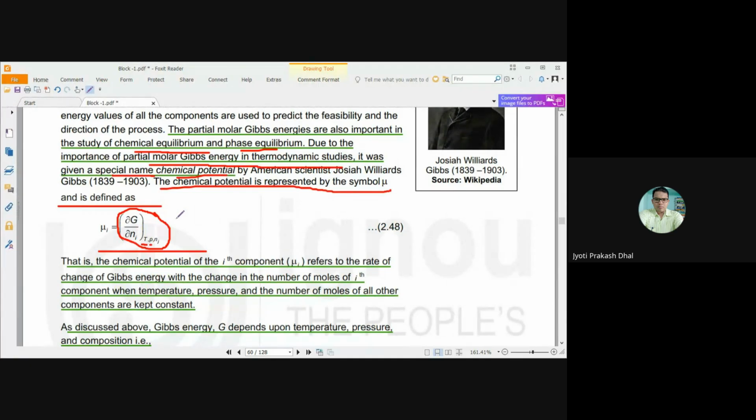So the partial molar Gibbs energy, its other name is chemical potential, and it is represented by the symbol mu. The mu for the ith component can be represented as mu_i equals del G by del n_i at constant temperature, pressure, and constant number of moles of remaining components.